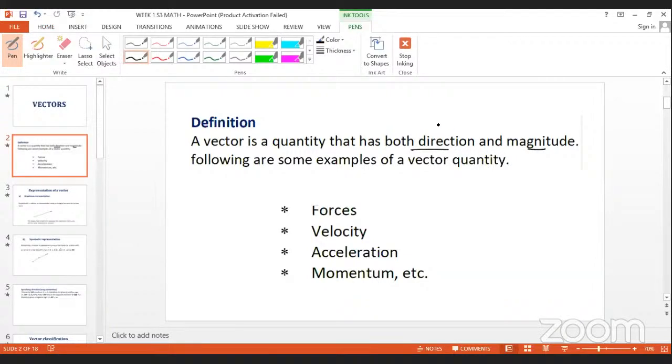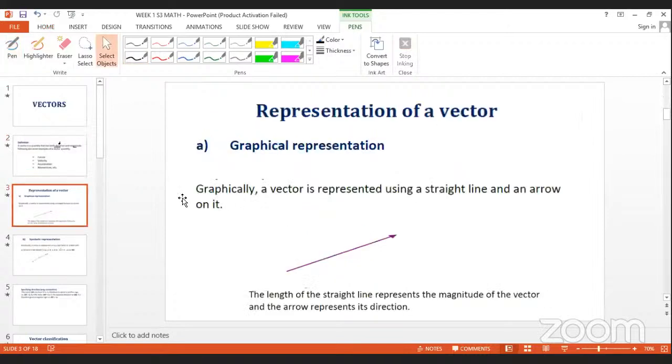And in our previous class, we saw how the direction comes about. And then we did some bit of calculations. Then we also looked at the representation of a vector. And we said a vector is represented in two forms. One, using the graphical representation, whereby you're supposed to draw a straight line, and that straight line is supposed to have an arrow, okay?